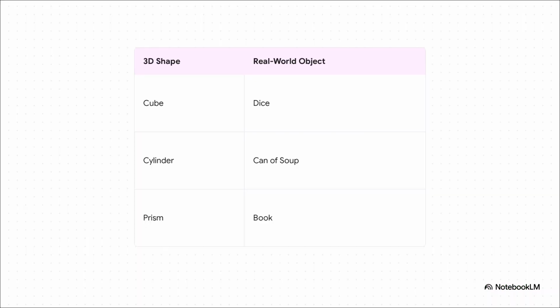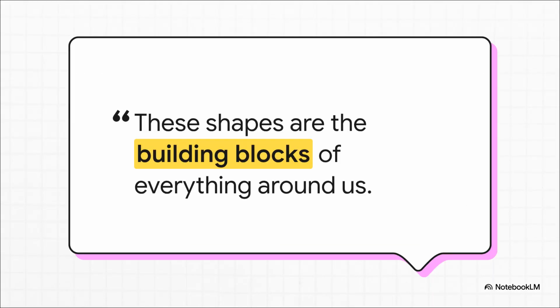The sources outline this fantastic, hands-on activity called DIY 3D models. The whole point is to identify these geometric counterparts in everyday, regular items. So, a pair of dice? That's your cube. A standard can of soup is a cylinder. And that book sitting on your desk? That's a rectangular prism. It's a direct mapping that takes academic math straight out of the textbook and roots it firmly in relatable reality. To quote the source material directly, these shapes are the building blocks of everything around us.